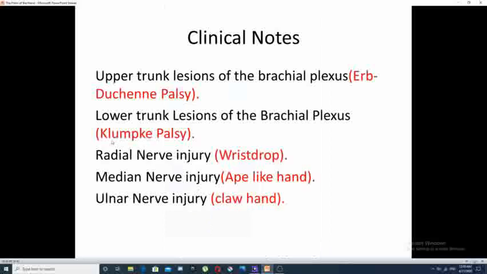The second disease or disorder is called Klumpke's palsy. Klumpke is the name of the scientist who described this abnormality. This disease results from injury or lesion of the lower trunk of the brachial plexus. A third disease is wrist drop, which results from injury to the radial nerve.